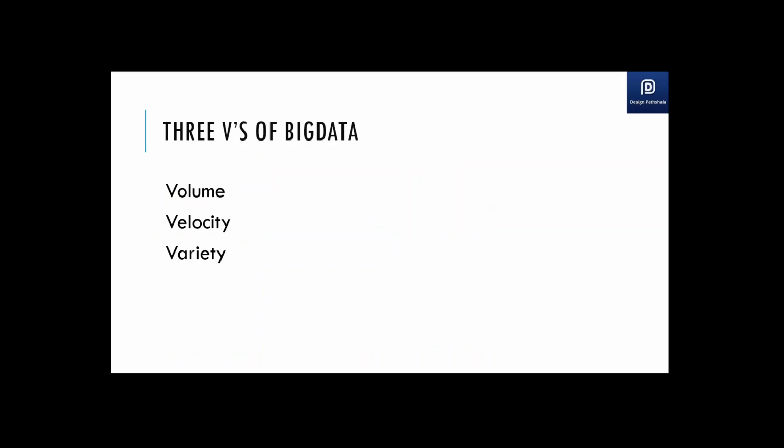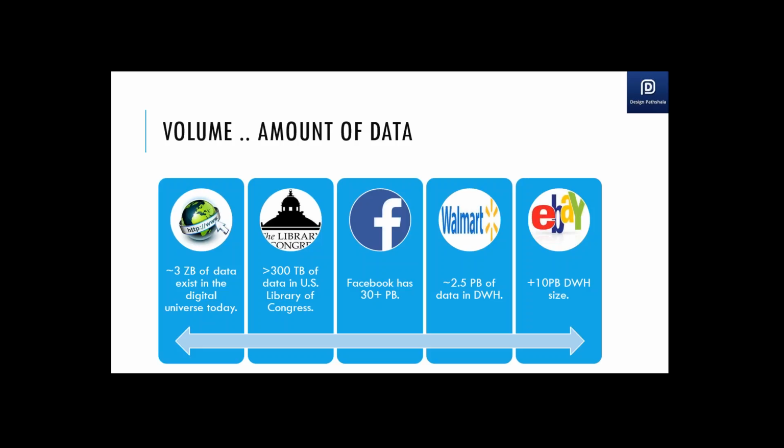So the major challenge with the system is not only the volume of the data, but the velocity and the variety of the data also. So what are volume, velocity, and variety? We'll look at those parts. The volume, I was just talking about, is the volume of the data which is lying in the systems or which is getting generated in the systems.